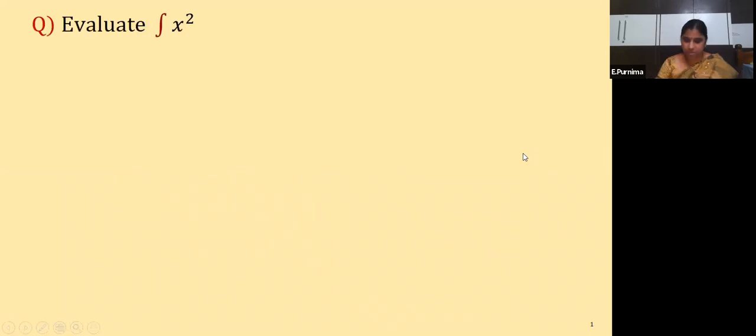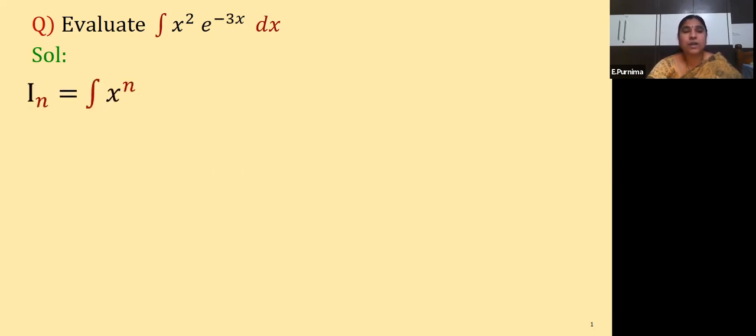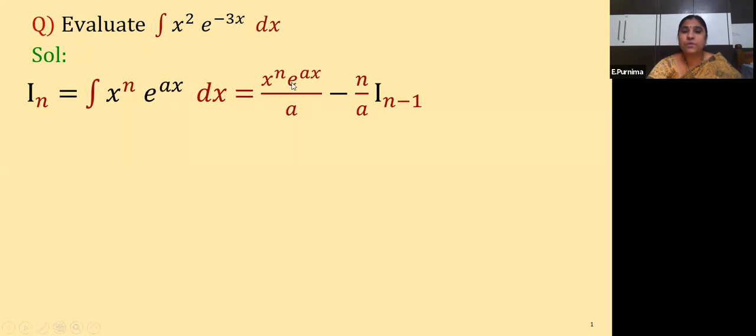So what is the question here, children? Evaluate integral x square into e to the power of minus 3x dx. It is in the form of x to the power of n into e to the power of ax. So what is our In formula? In is equal to x to the power of n into e to the power of ax by a minus n by a into In minus 1. So this is your formula.